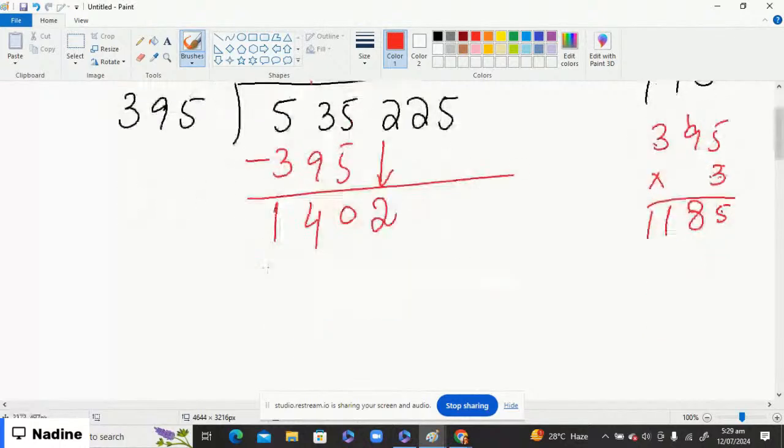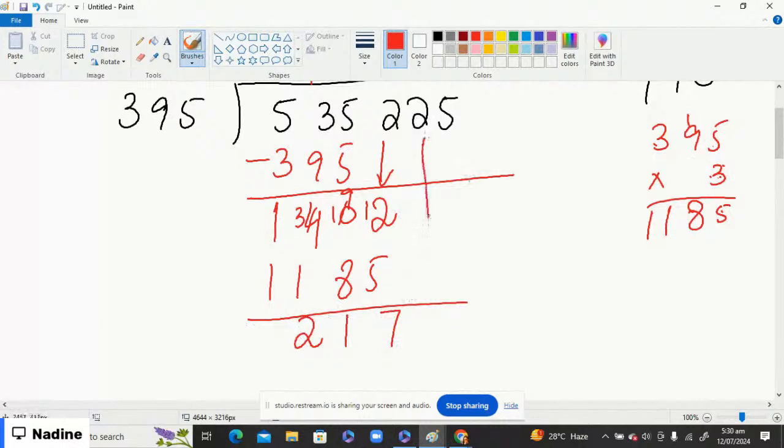1185 here. Taking this one becomes 3, this one becomes 9, this one becomes 12. So 12 minus 5, 7. 9 minus 8 is 1. 3 minus 1 is 2. Now putting down this 2.